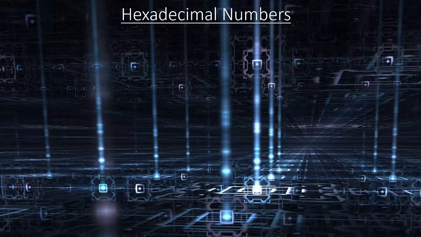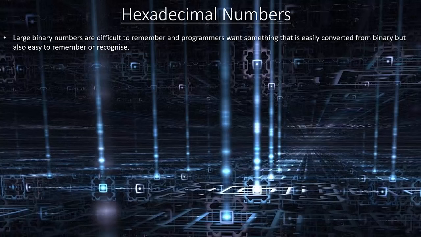Hexadecimal numbers. Large binary numbers are difficult to remember, and programmers want something that is easily converted from binary, but also easy to remember or recognize. An 8-bit byte splits easily into 4-bit nibbles.